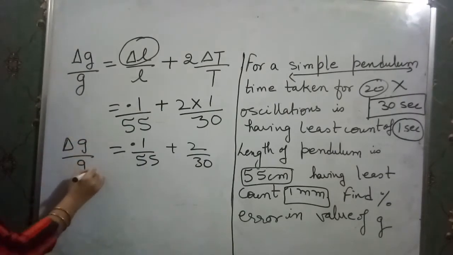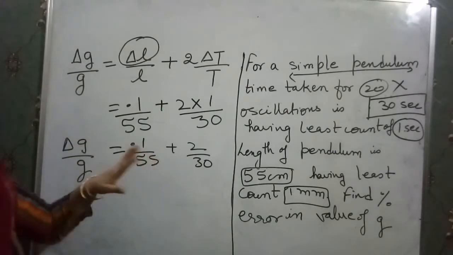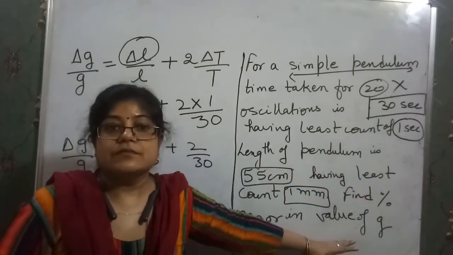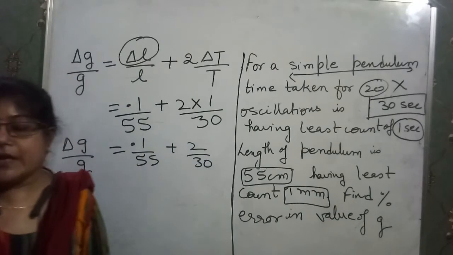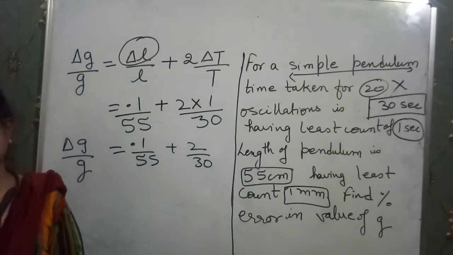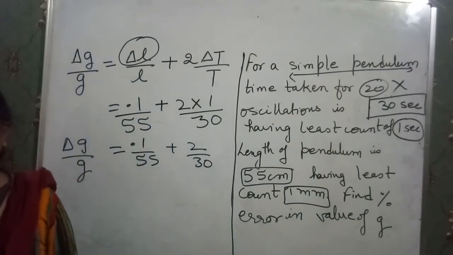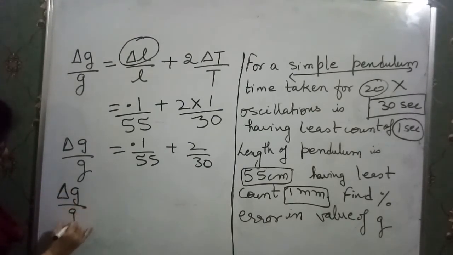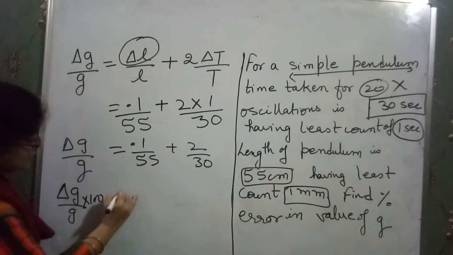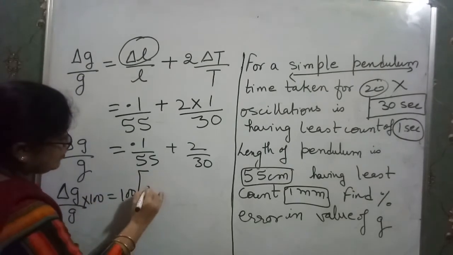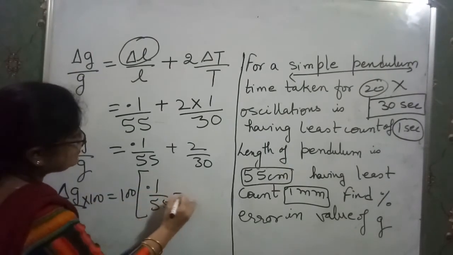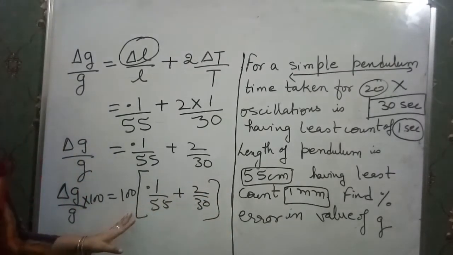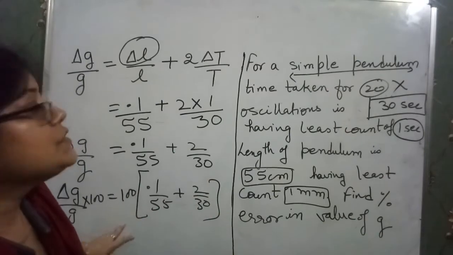Wait a minute here. One thing we also have to do here. Now we have to find the percentage error. In the case of percentage error, we have to multiply each value with 100. Then only do we get the percentage error. So we have delta g over g into 100 is equal to 100 into 0.1 over 55 plus 2 over 30. That means we have to multiply each term with 100. And after that we solve it.